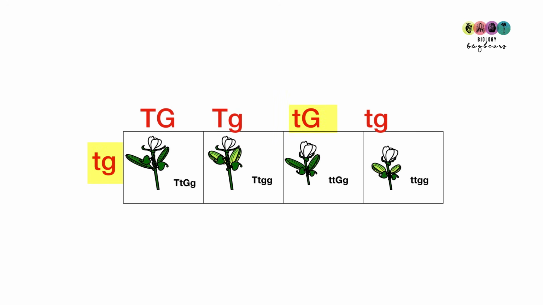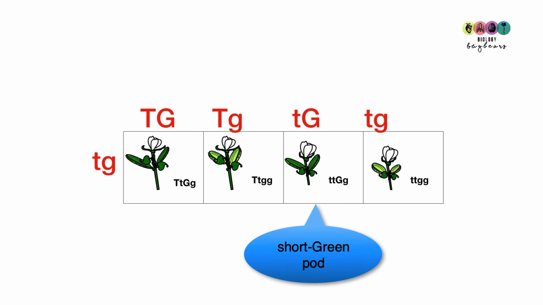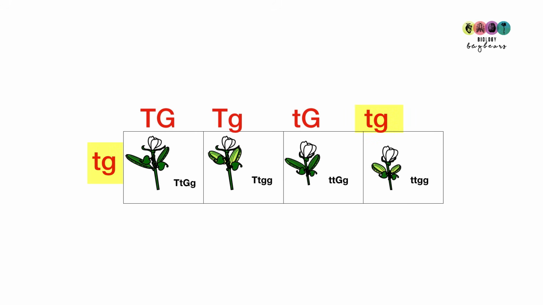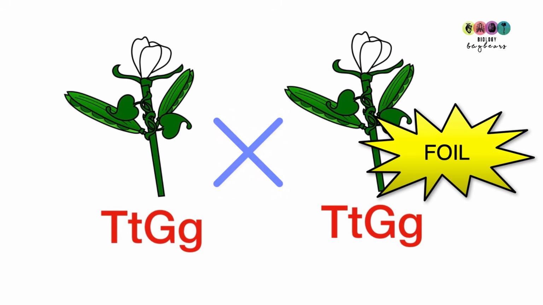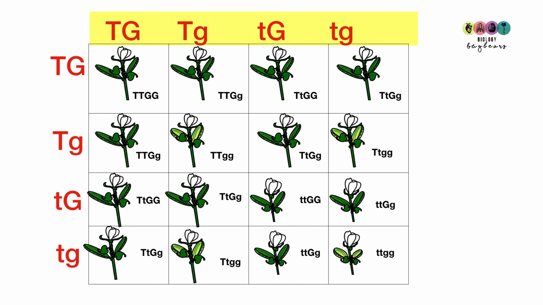The third one is two small t's and a capital G and a small g, so this plant is going to be short and it's going to have green pods. And finally, two small t's, two small g's, this plant is going to be short with yellow pods. So what would happen if you had two heterozygous parents? Well, you'd just use FOIL twice and you'd have 4 gametes on the top and 4 along the side, and you'd have a larger Punnett square.